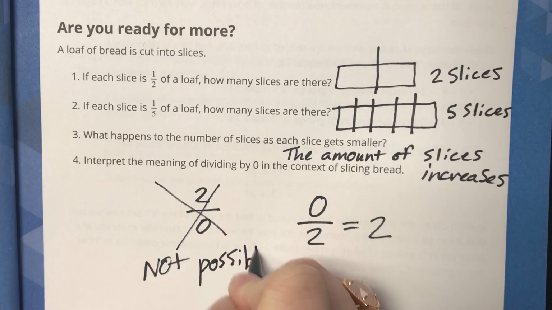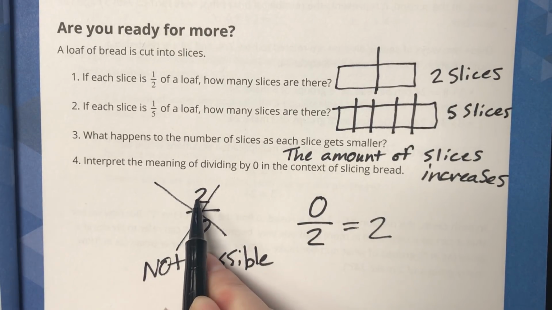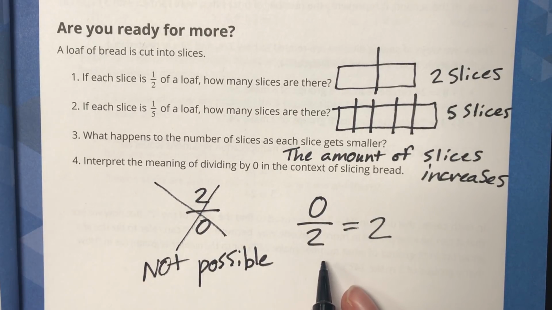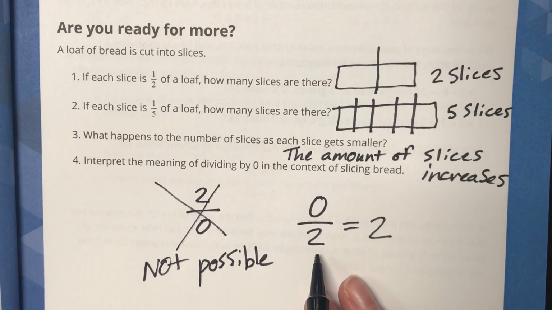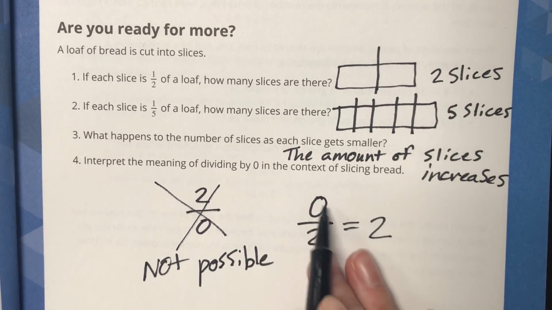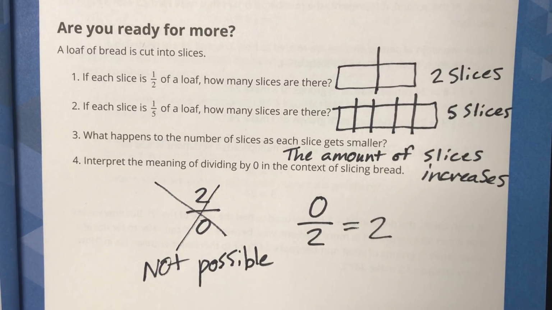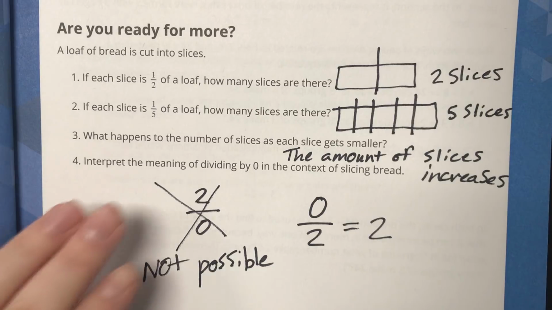Think of that in the context of bread. You don't have any loaves of bread, but you wanted to cut it in half. That's not possible. But if you had a loaf of bread and you were told to cut it in 2, but you don't want to cut it into anything, you don't have to. Okay, I hope that makes sense for you guys.